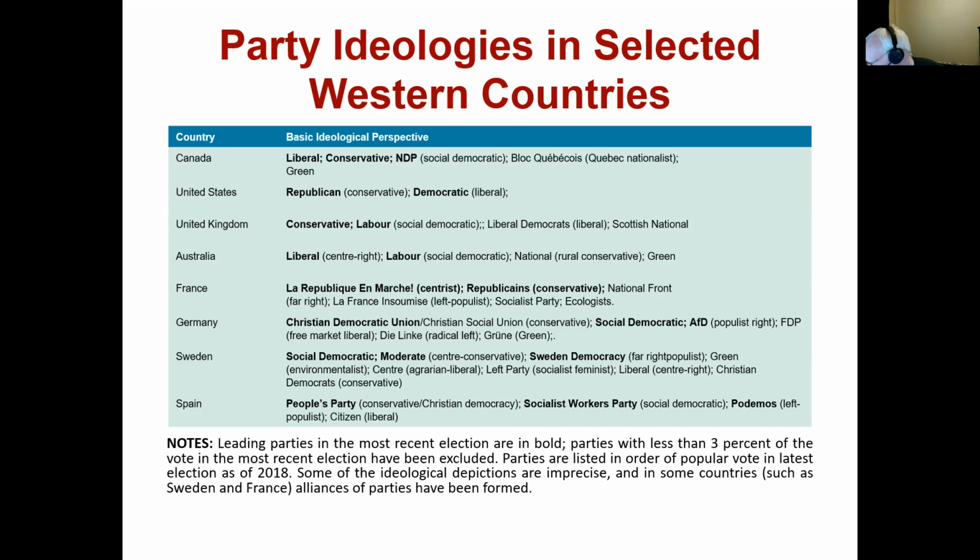Let's see, Spain, does Germany? Yeah, so AfD, populist right, which would be a further right party. But also in some of them like Germany or Sweden, where you've got many different parties, for example, Germany has a radical left party also.